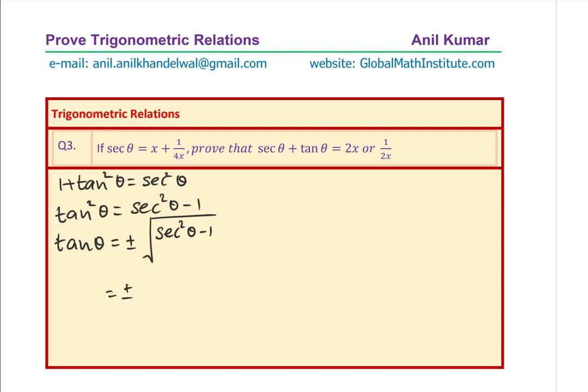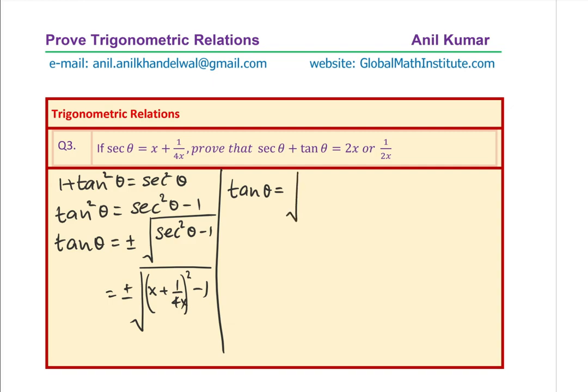So we can say this is plus minus square root of what? Secant is x plus 1 over 4x whole square minus 1 within square root. So that is the value of secant theta. Let's find this out. So tan theta is what? Let's evaluate, or rather simplify. So we have x square plus 2 times ab, that means x and x cancel. So half, right? Plus 1 over 16 x square minus 1 within square root, right? So that is the value of tan theta which you get.